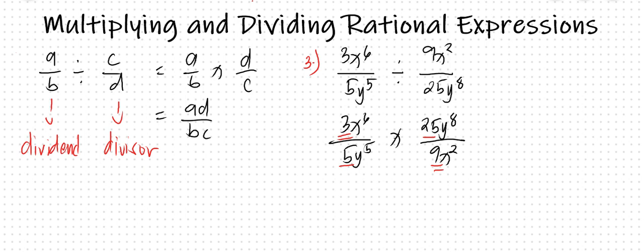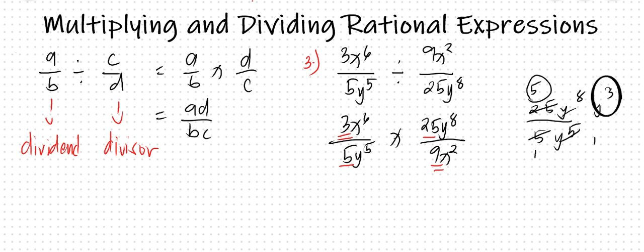Observe, 25y raised to 8. Simplify natin 25y raised to 8 divided by 5y raised to 5. 25 divided by 5, that is equal to 5. And y raised to 8 divided by y raised to 5, that is y raised to 3. So as you can see here, matitira dito sa numerator, 5 and then y cubed. So sulat natin dito sa numerator.